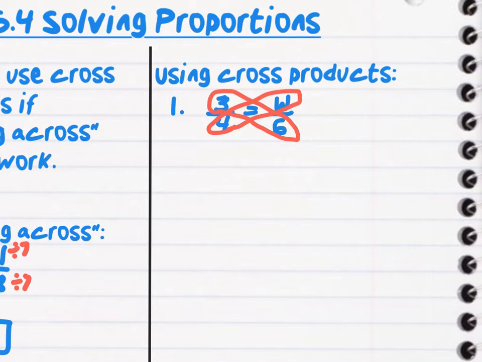I always have kids first write the product that has the variable in it. So this one, 4 times w, which is 4w. Then the other cross product is the other diagonal. It's 3 and 6, so you do 3 times 6. You multiply them, you get 18, and then you put an equal sign in between. So 4w has to equal 18. And now this is an equation.